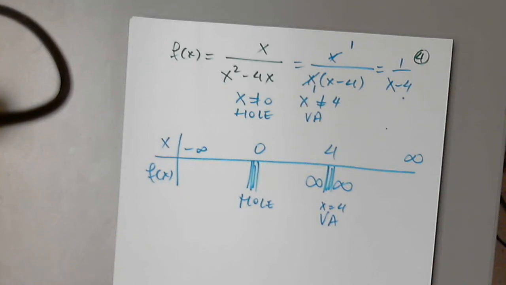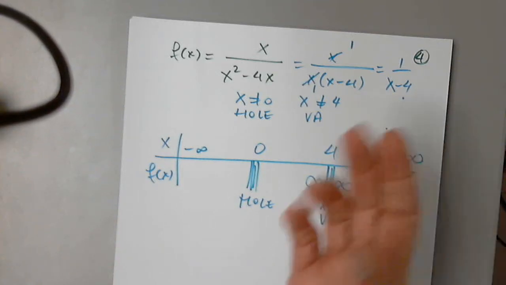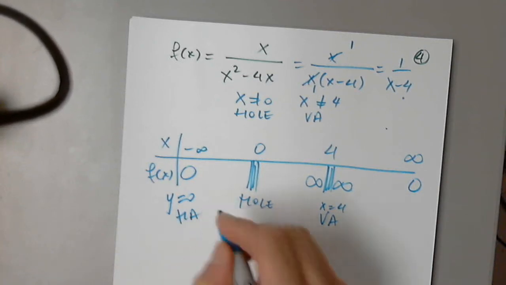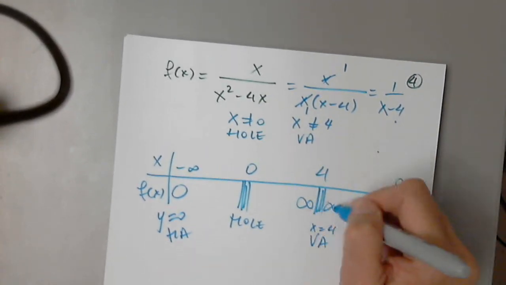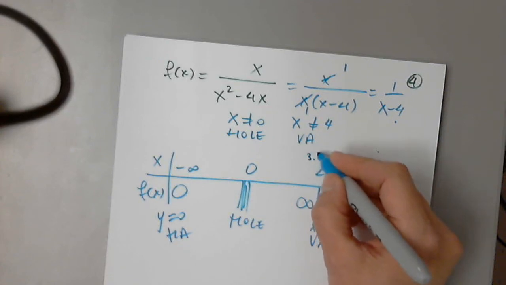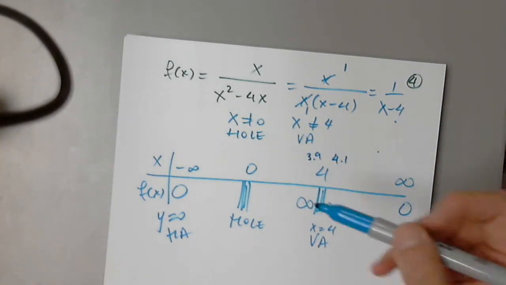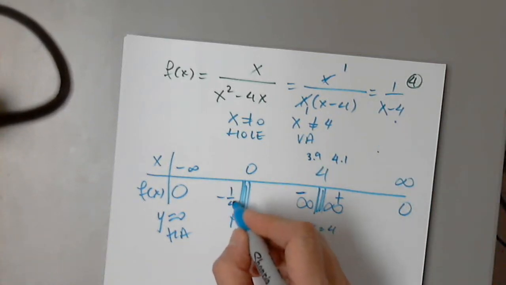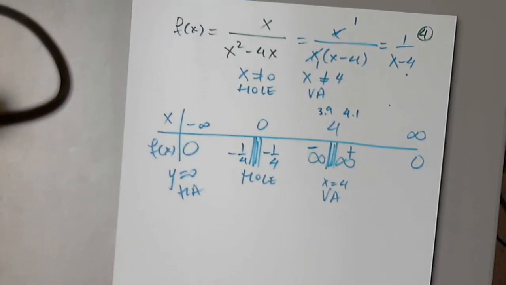So every time we're given a rational function, we have to find its domain, like any function. I can't find its domain if I don't factor the denominator. Once I factor the denominator, I see that something simplifies, and it makes it very easy. This is type 2. Horizontal asymptote is 0. I have to find the signs here with 3.9 and 4.1. With 3.9 is negative, with 4.1 is positive. I plug in 0, I get negative 1/4, and it's all done. There is nothing else.